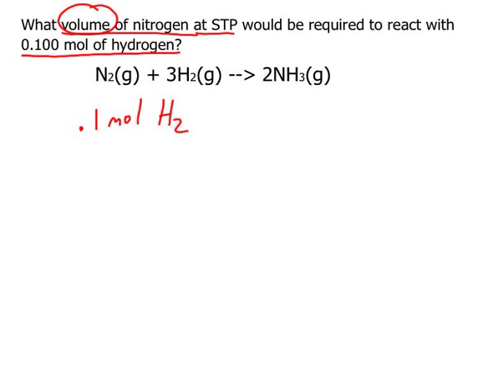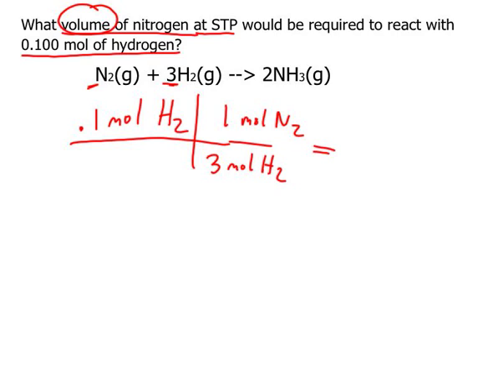And looking at this equation, we see it's a 3-to-1 ratio. So that means that for every 3 moles of hydrogen, we are going to require 1 mole of nitrogen. So basically, it will require 0.1 divided by 3. It will be 0.033 moles of nitrogen are going to be required to make this reaction happen.